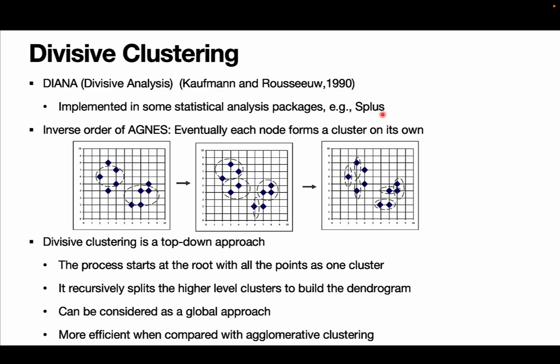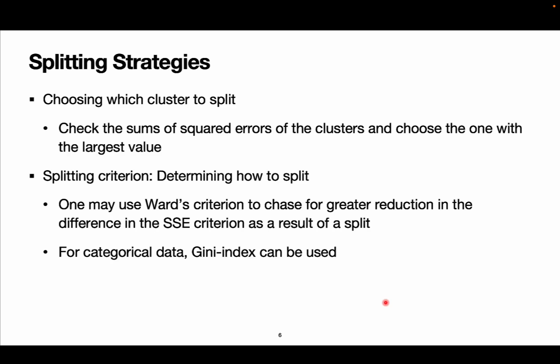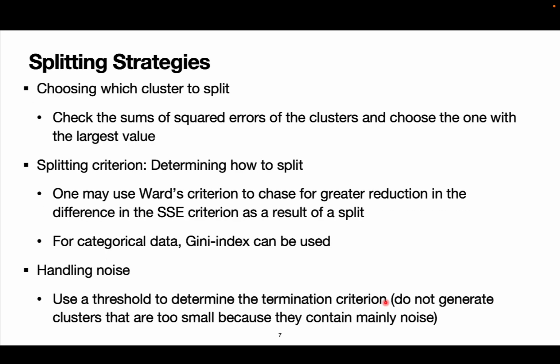Additionally, divisive clustering can be considered a global approach since all the decisions are made starting from the entire dataset. When compared to agglomerative clustering, divisive clustering can be more efficient because at each step, the algorithm only focuses on how to split the clusters rather than consider many possible merges. However, the splitting process presents three main design questions: which clusters to split, how to split, and where to stop.